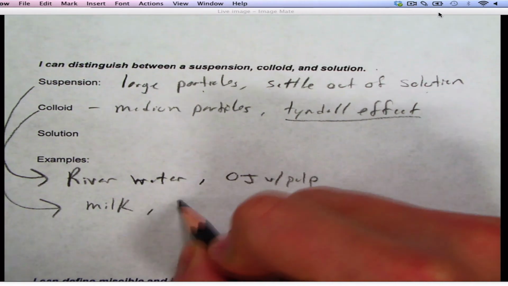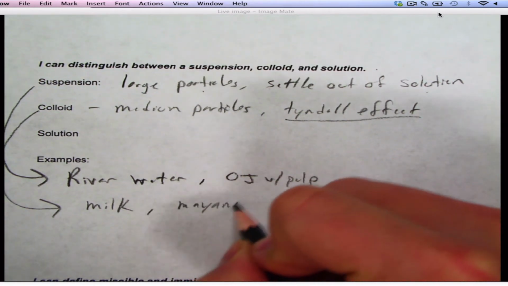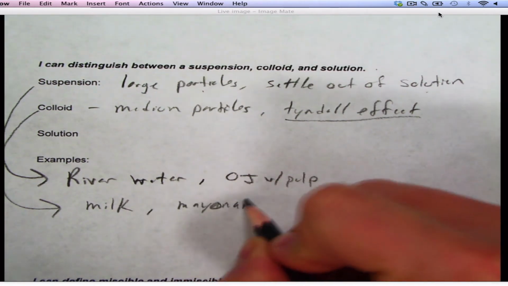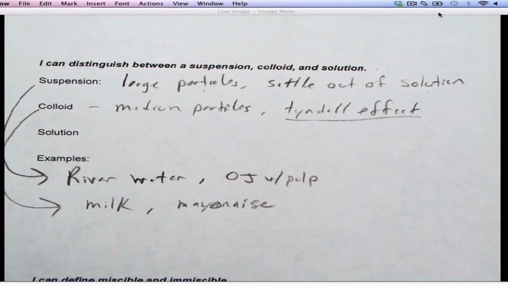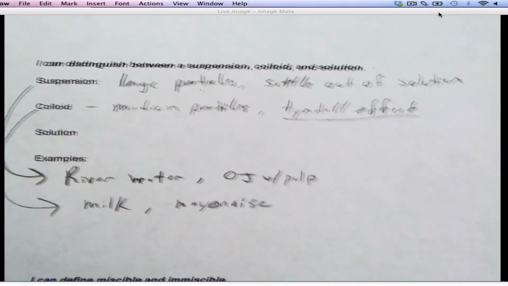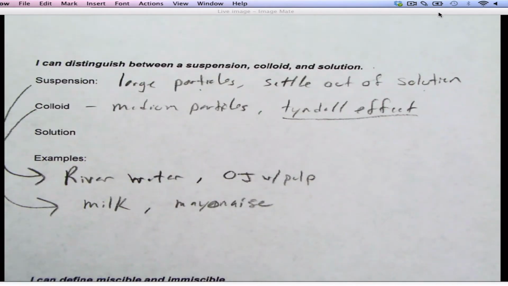Another one would be like mayonnaise. Mayonnaise would be an example of a colloid. You can see the fat particles, the white stuff that's floating in solution. It doesn't settle out. And usually in a colloid, you can shine a laser through it, and you can see the path of the laser. If you can see the path, it's a colloid. If you can't see the path of the laser, it's a solution.